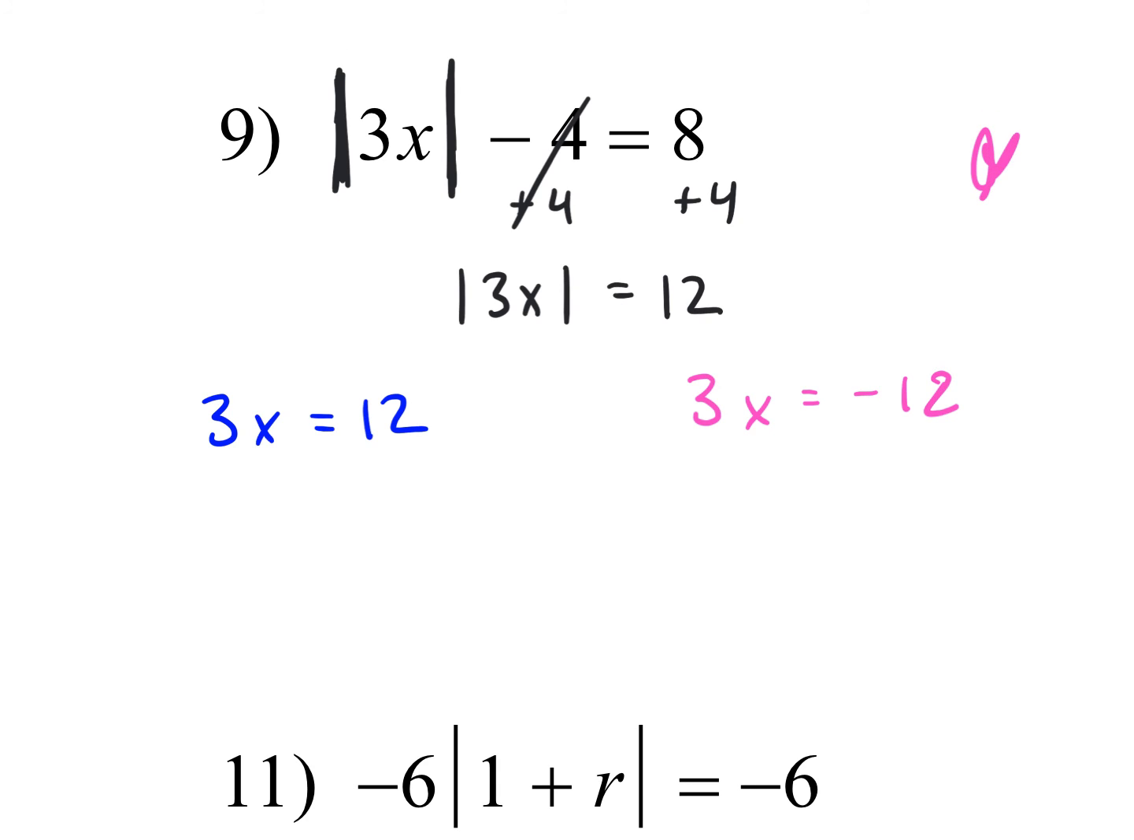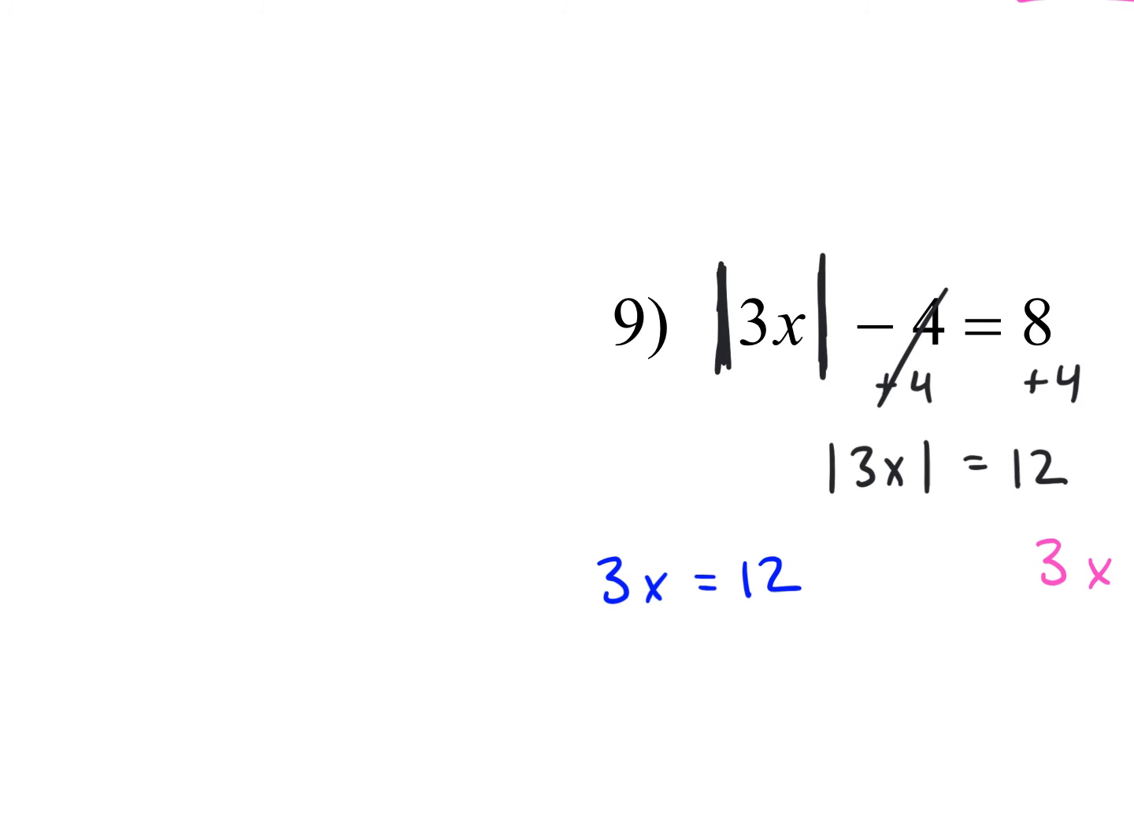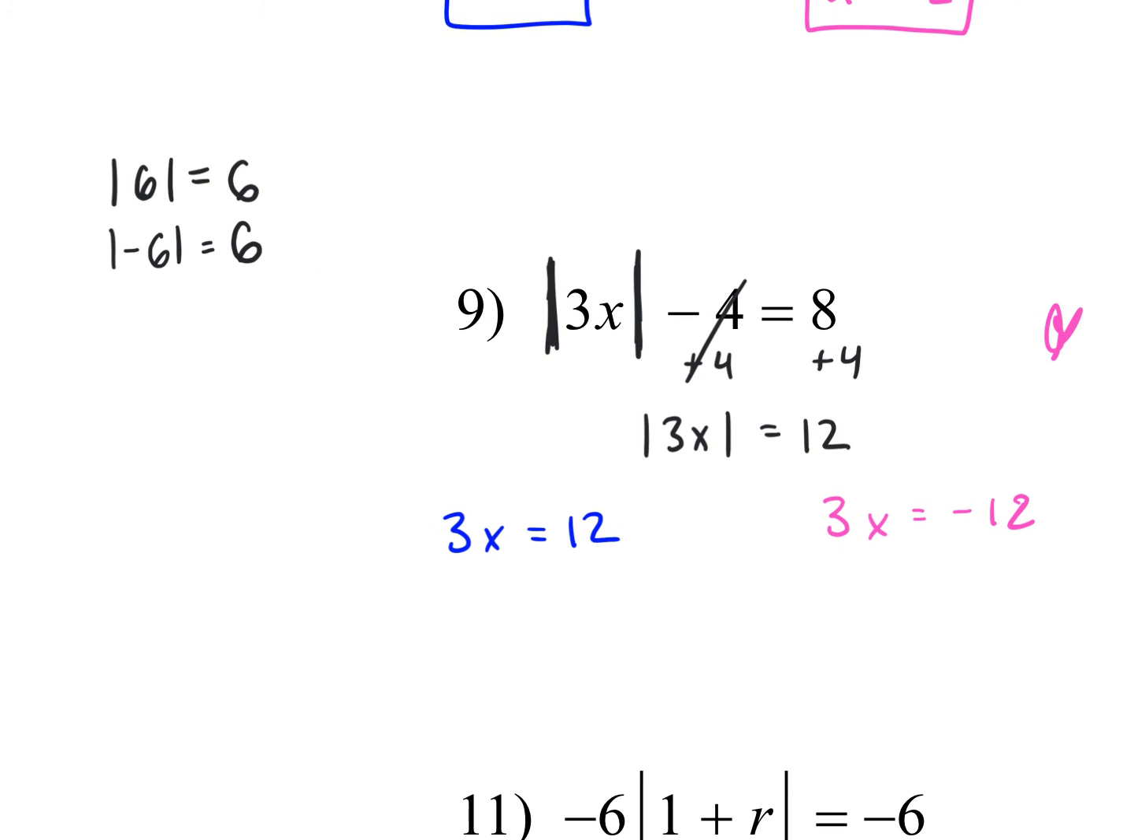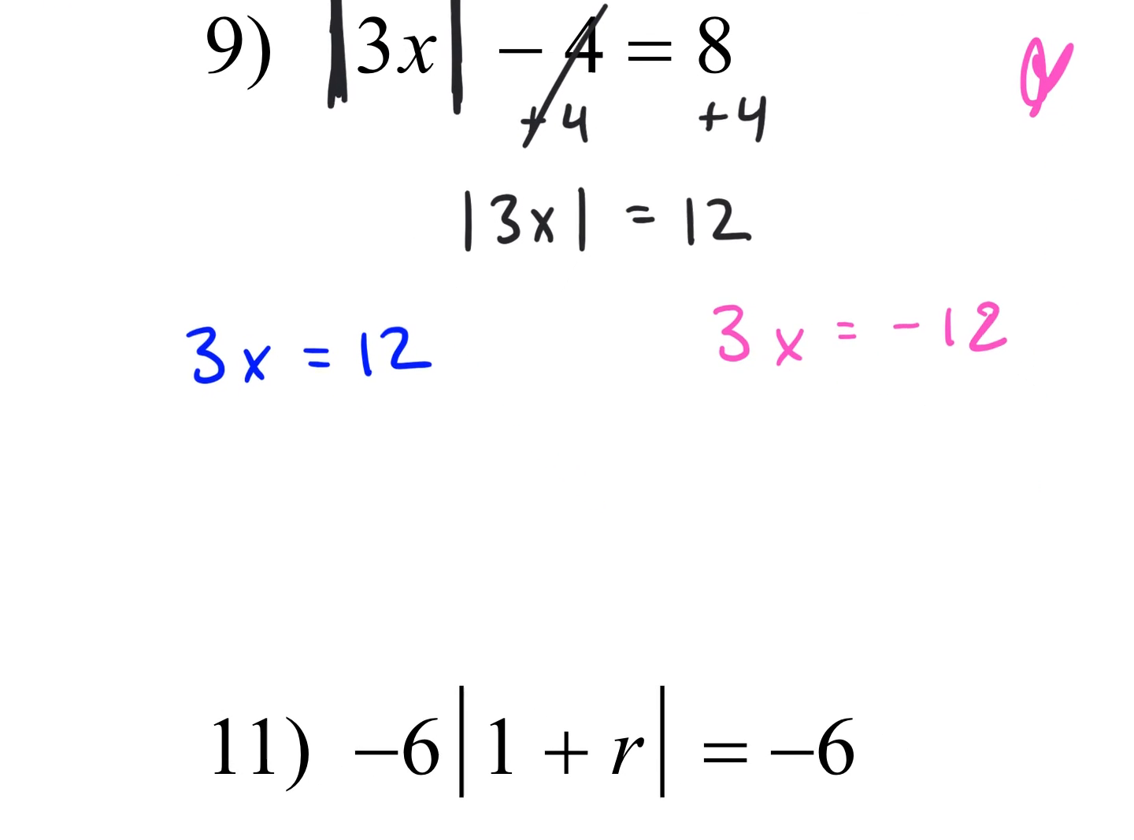The reason is because if we have the absolute value of 6, that is 6. If we have the absolute value of negative 6, that is also 6. So we have to represent the positive version and the negative version of this to get our two answers, because we'll have two answers here.